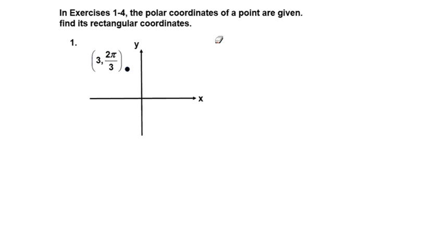Find its rectangular coordinates. So we need to know a couple things about rectangular coordinates. The first thing we need to know is this. What is a polar coordinate? Well, what you have looks like a regular XY coordinate pair, except the first one here is the radius. So that's the first number in a polar coordinate pair. The second number over here is the angle.